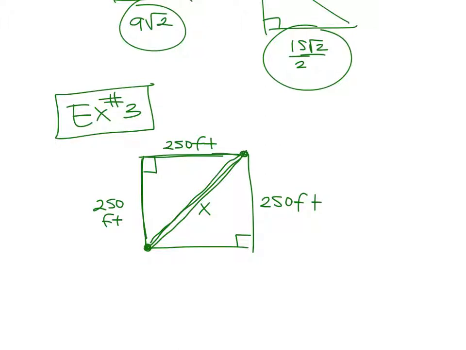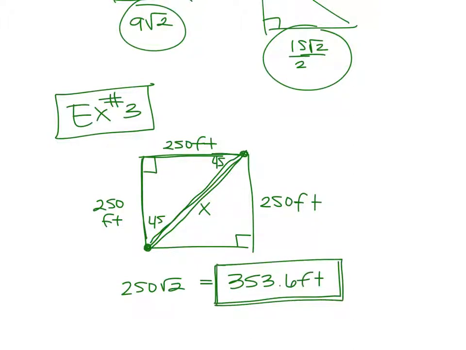Where were we? We want to know how long x is. If this is a square, that means this is going to be 45 and 45 when we draw the diagonal in, right? What is x? 250 rad 2. Now here's the deal. That is not a nice number. So usually when it's a real world problem, you just plug it in. So 250 rad 2 comes out to 353.6, and we are talking distance, and it was in feet. So that is what our hypotenuse would be. Okay? Questions on that?